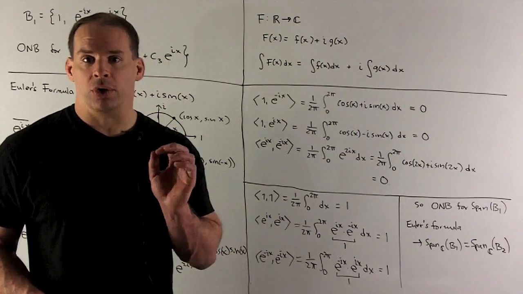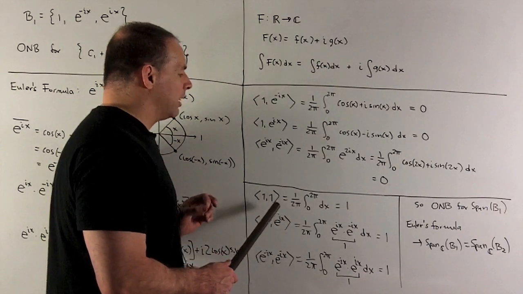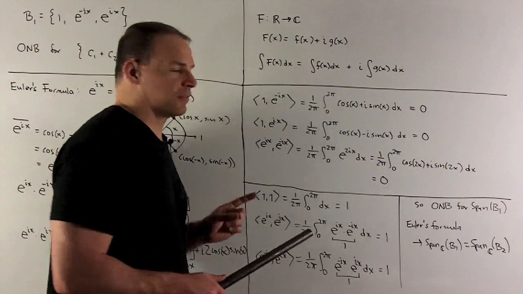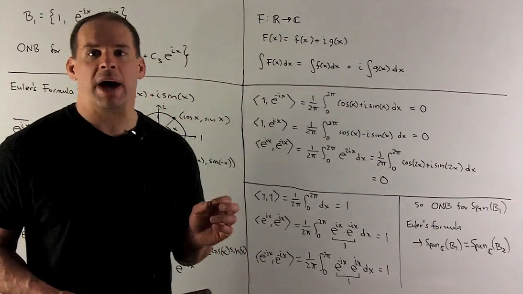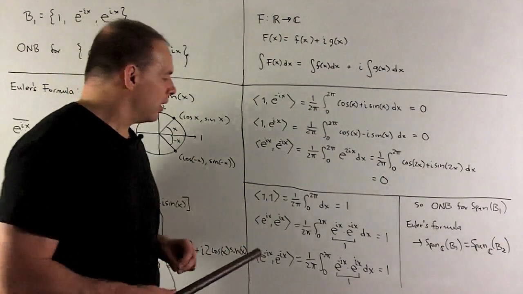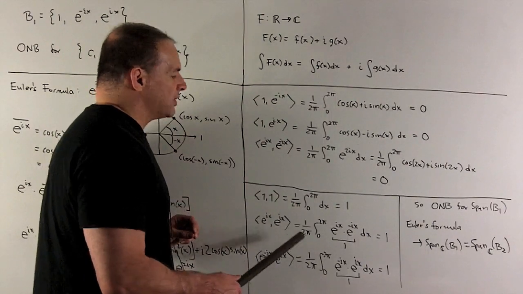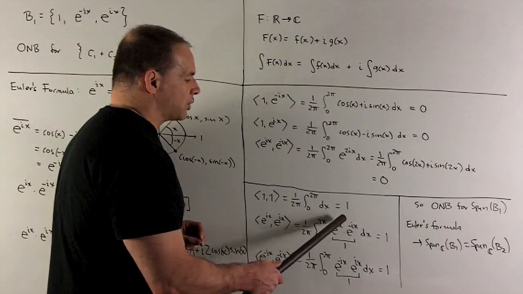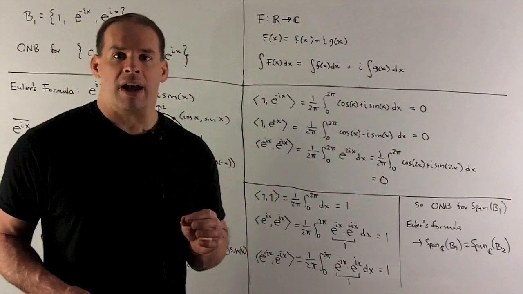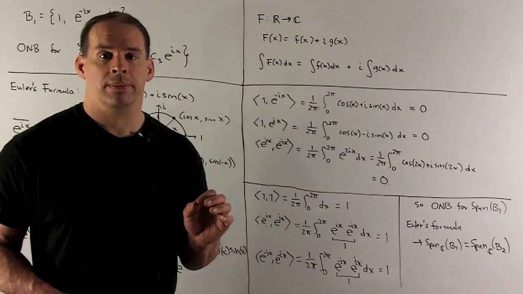Now, we also want to see if they're unit vectors. So if I put 1 against 1, all we're doing here is integrating dx. And then we put in 2 pi and 0, take the difference. So that's just going to give me a 2 pi, but we're dividing by 2 pi, so I get a 1. It's going to be the same idea for the next two. The idea is when you take the conjugate, what happens is the thing you're going to integrate is just going to collapse to a 1, and then a 1 comes out. So I have an orthonormal set, and then for the span, it's going to be an orthonormal basis.